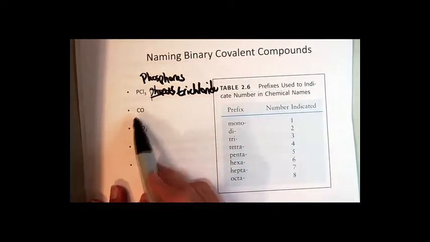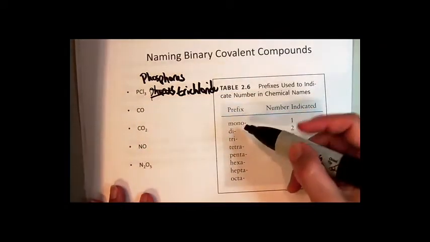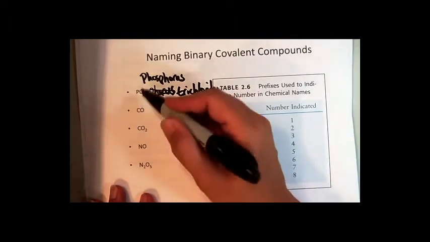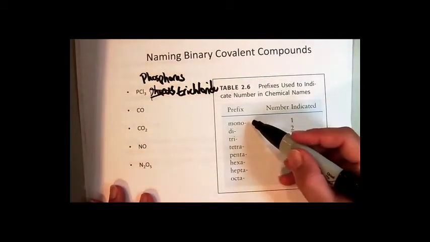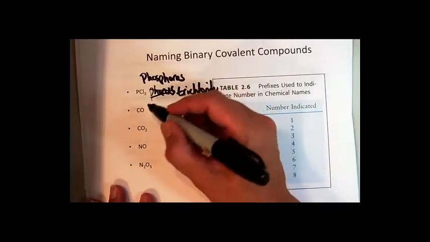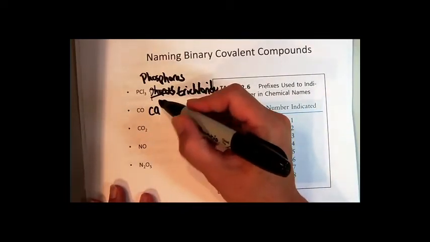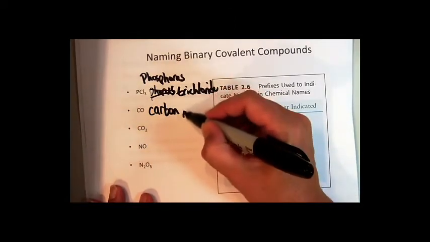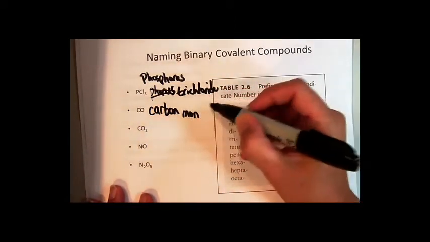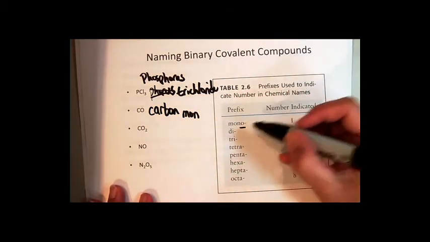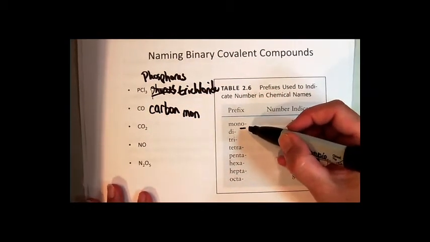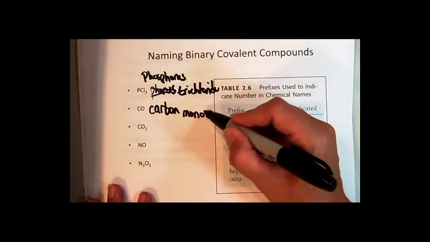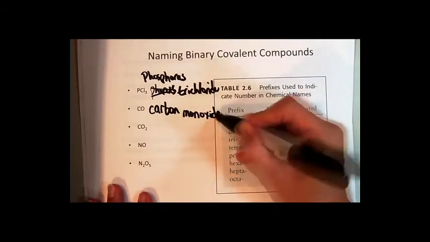In this case, carbon, if I only have one atom of the first element, I don't have to use the mono prefix. But on the second element, I do. So in this case, I don't say monocarbon monoxide. I say carbon monoxide, and I don't say monooxide. When there's a vowel that follows the o in the mono prefix, I leave that second o off. So it's monoxide instead of monooxide.